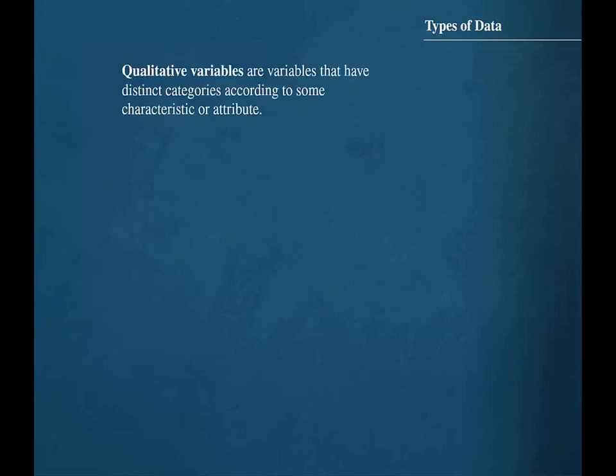Qualitative variables are variables that have distinct categories according to some characteristic or attribute. For instance, if subjects are classified according to their hair color, then the variable hair color is qualitative. Other examples are soft drink brand or jersey number. Although the variable jersey number is numerical, it bears no associated countable or measurable quantity. Therefore, it is a qualitative variable.